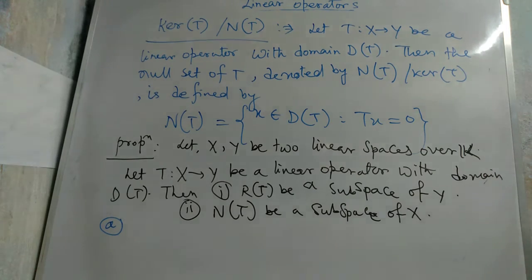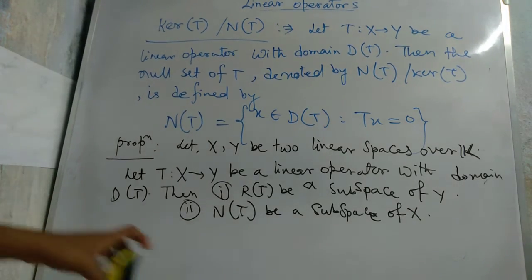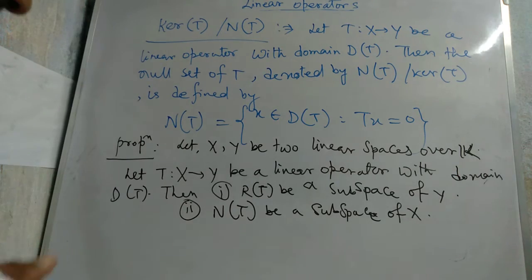The definition tells us that if C is closed under addition and C is closed under scalar multiplication, then C is called a linear subspace of X. If C is a subset of X and C satisfies those two properties, closed under addition and closed under scalar multiplication, then we call it a subspace. So how do we prove it? We prove it in this way.